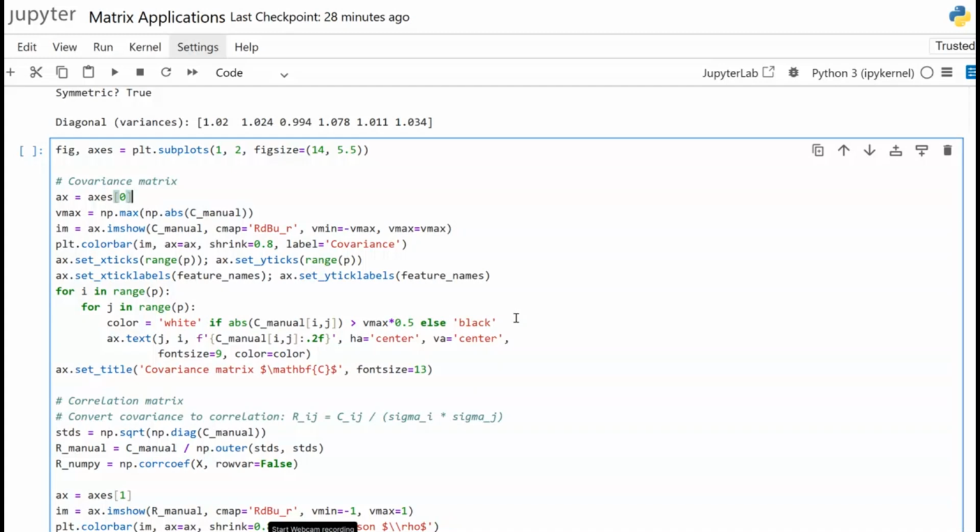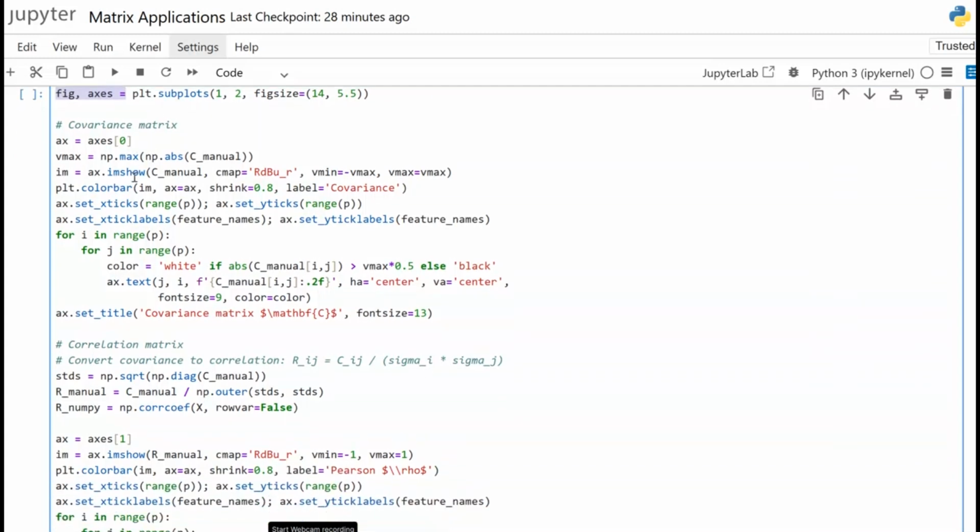Okay, now let me visualize the numerical representation of this covariance and correlation structure of this data set X. Okay, and dear friends, this is the figure, axis call. This creates a figure with two subplots side by side, that is subplot 1 comma 2. So here let me have one covariance matrix plot and another correlation matrix plot.